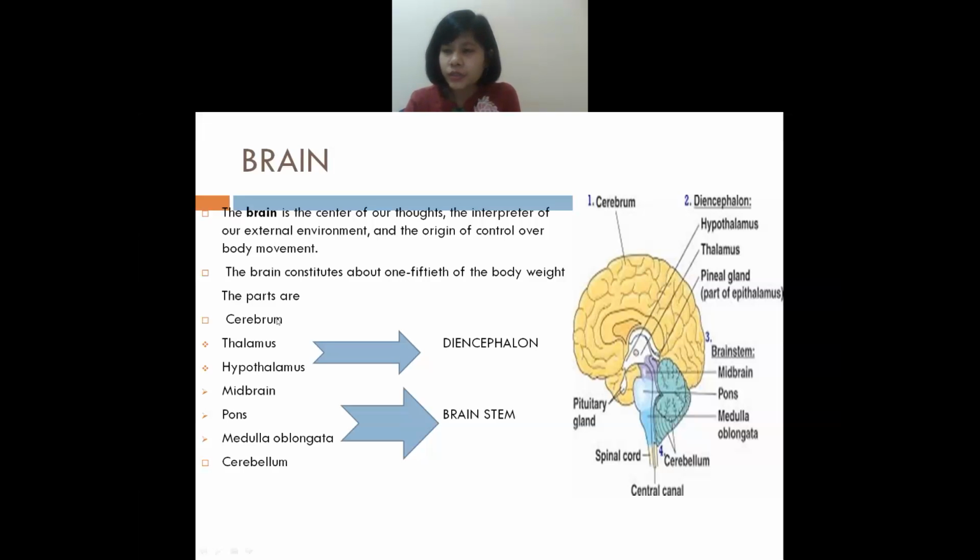So this brain, what does it do? It helps you in interpreting the external environment. Interpreting the external environment means what? Whatever things are occurring around you in the environment, the brain helps you in understanding it. If anything is happening around you, the brain helps you in making you understand, helps you in knowing the thing.